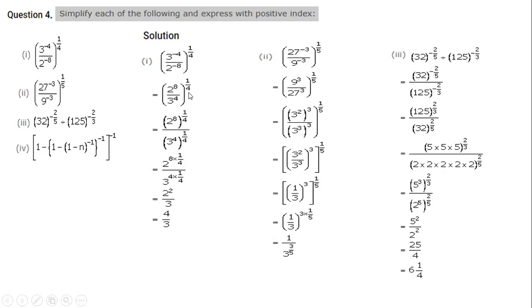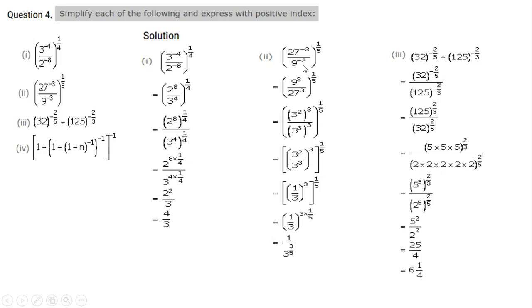Whole power 1 by 4. Now, we all know that a by b power m can be written as a power m divided by b power m. So this is 2 power 8 into 1 by 4 divided by 3 power 4 into 1 by 4. Power of power. Now 4 into 8, 4 into 1 by 4, so we are left only with 2 square by 3. That means 4 by 3.